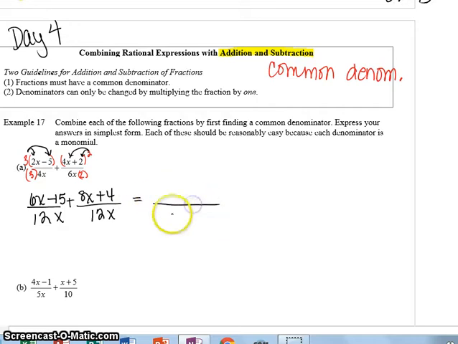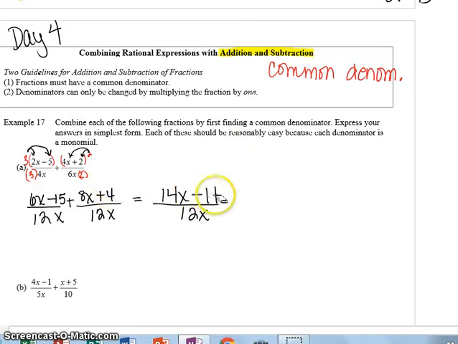So now, you keep and carry the 12x. Do not think that 12x plus 12x is 24x. Okay, you keep and carry that common denominator, and now you're just going to combine like terms up top. So the 6x plus 8x will be 14x. And then negative 15 plus 4 is negative 11.